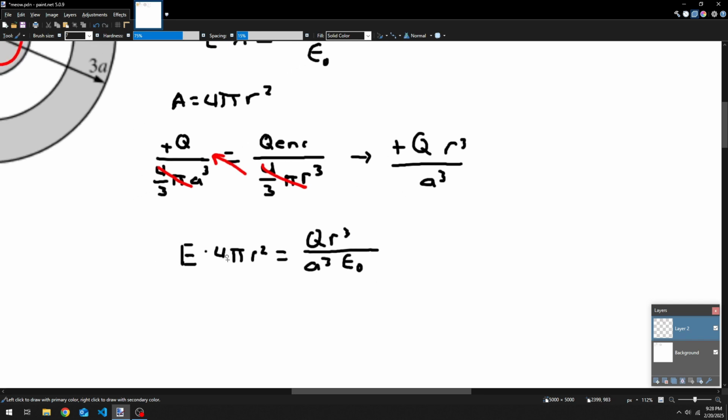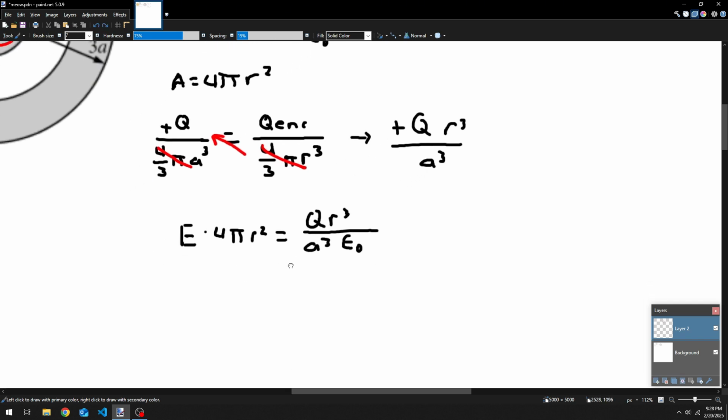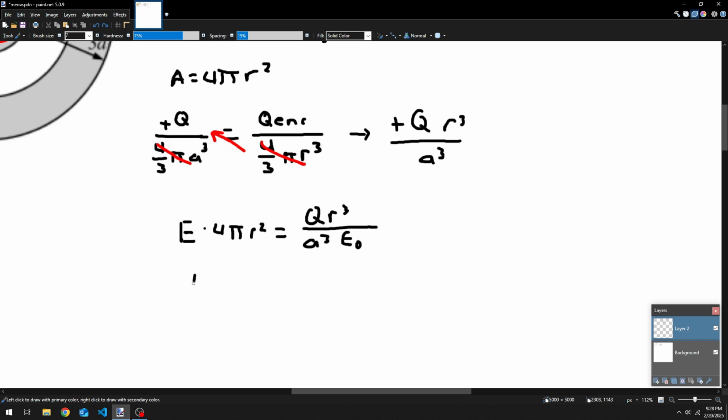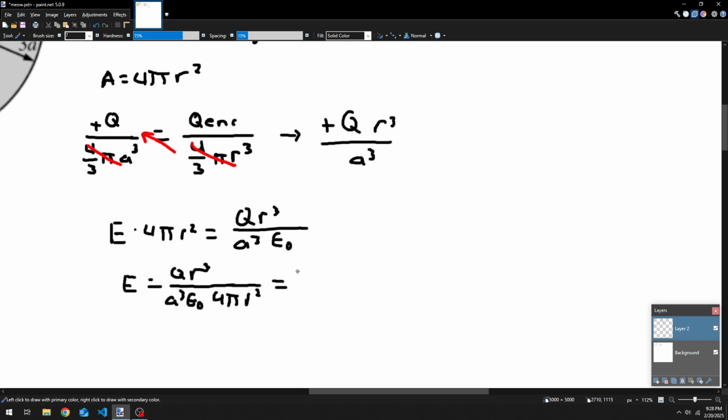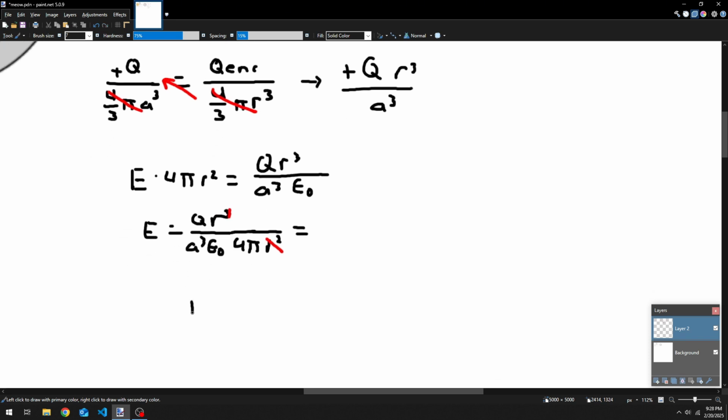And now all we have to do is divide by 4 pi r squared. So E equals Q r cubed over a cubed epsilon naught, over 4 pi r squared, and then this will cancel out, this will become a 1. We can also remember that k equals 1 over 4 pi epsilon naught.